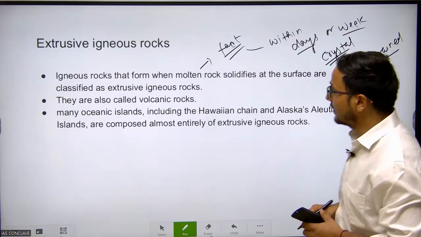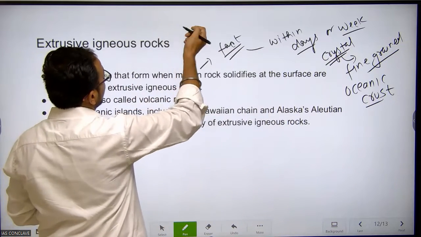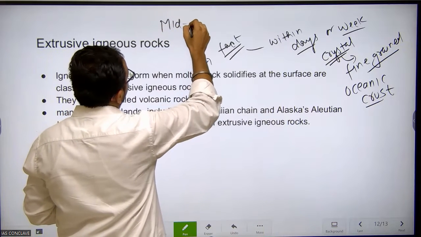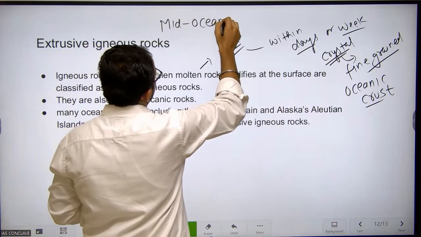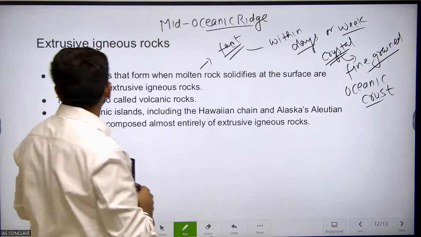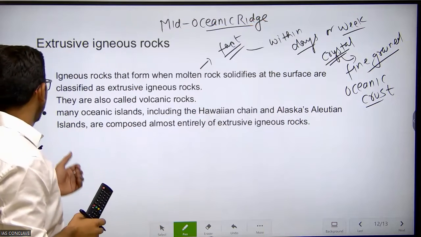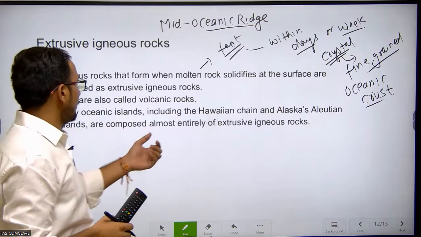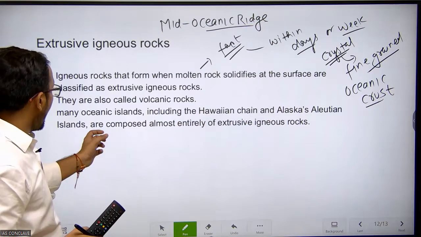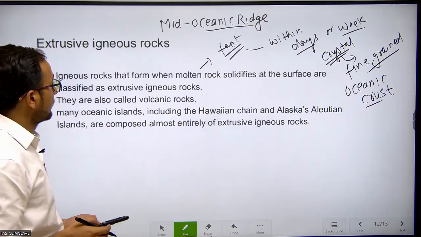You will notice these extrusive igneous rocks on our oceanic basins and the mid oceanic ridge. Extrusive igneous rocks are found especially at divergent plate boundaries. Many oceanic islands, including the Hawaiian chain and Alaska's Aleutian Islands, are composed almost entirely of extrusive igneous rocks.